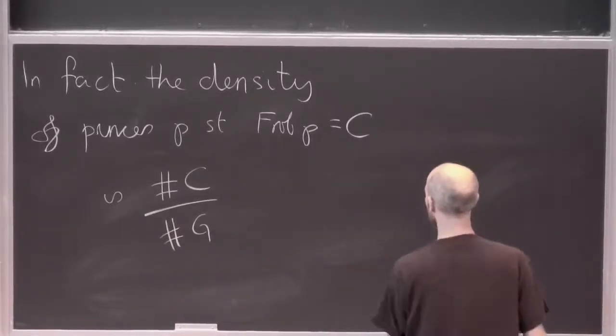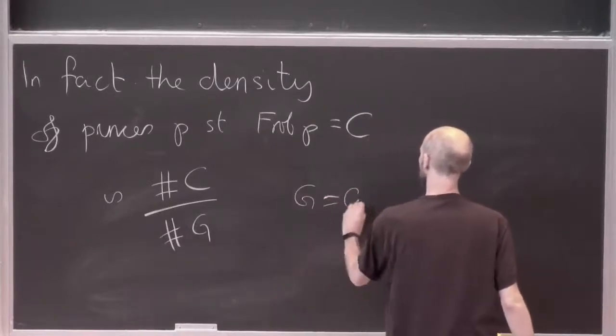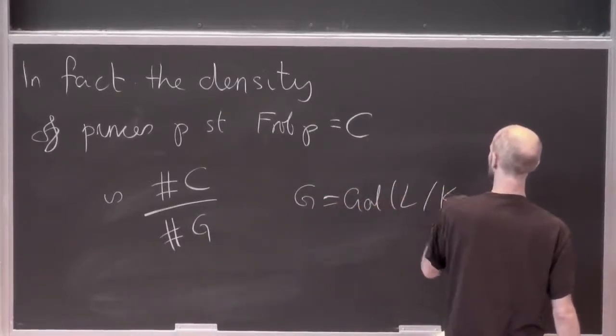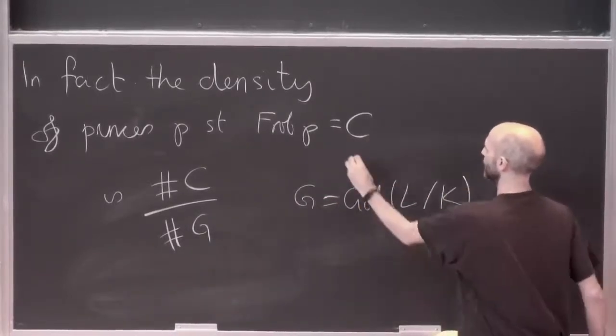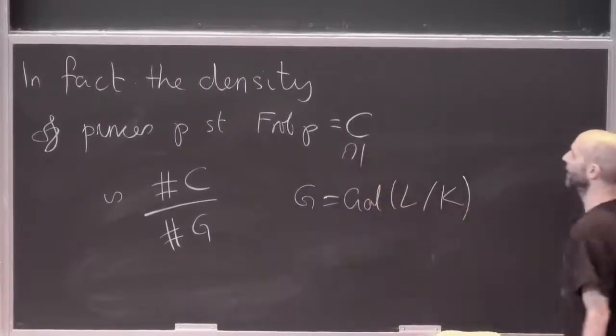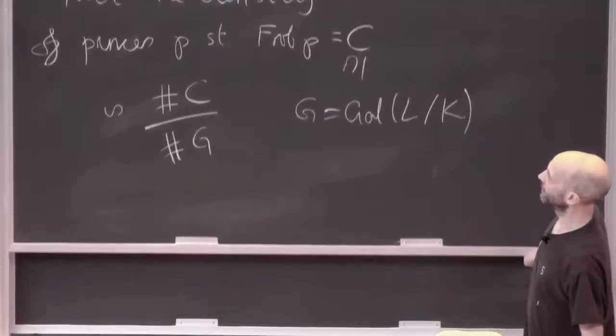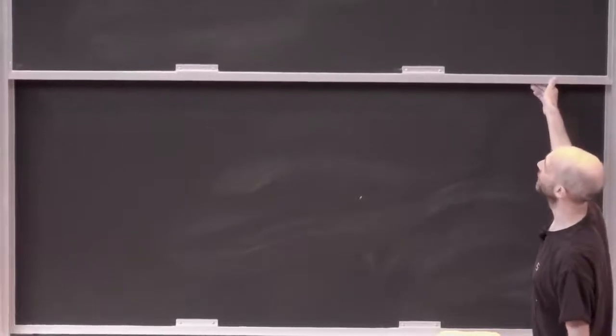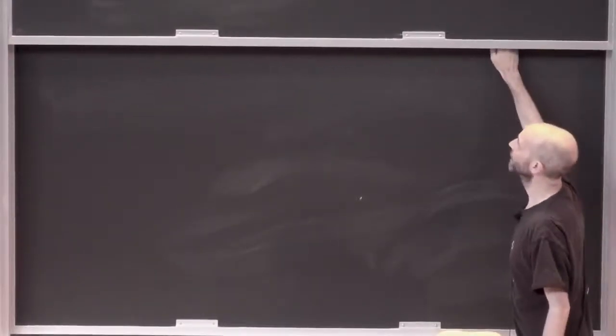Oh, the Galois group. Sorry. G is Gal(L over K), and C is a subset of G, you see. So this is some sort of quantum mechanical principle. But I think the proof doesn't use quantum mechanics. It uses analysis or something.